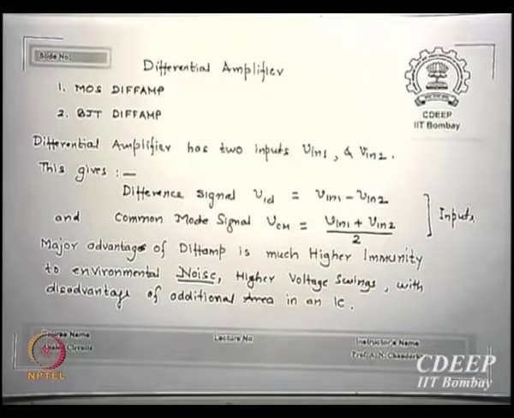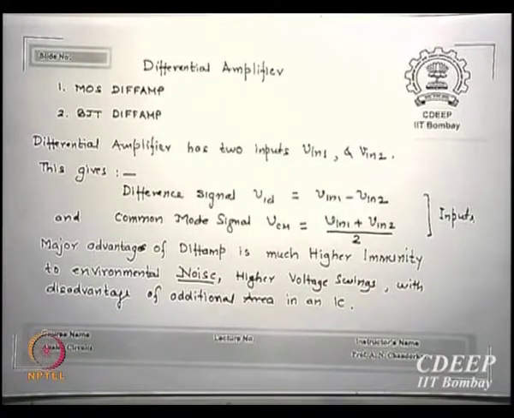VID can have which signs? Both or one? Both, because V in 1 can be larger than V in 2 or V in 2 can be larger than V in 1. If you define V in 1 minus V in 2 as VID, it can be either plus or minus. Is that okay? VID can be plus or minus depending on which one is higher or lower.